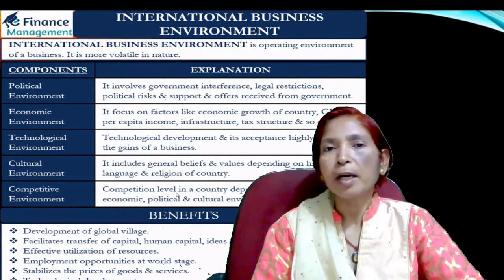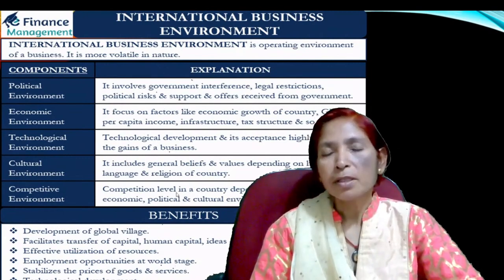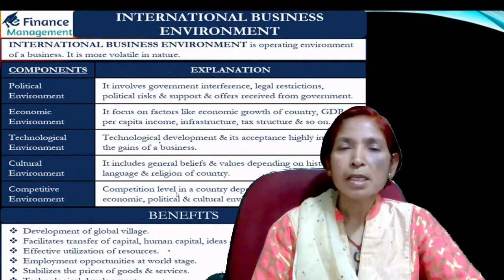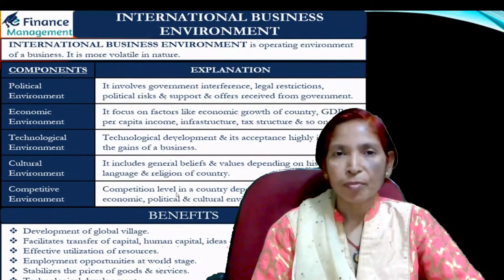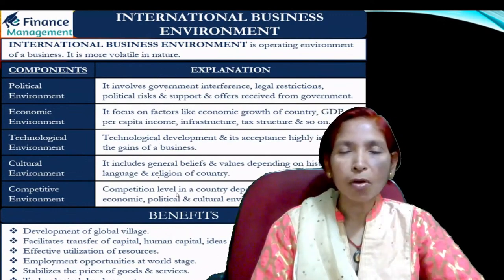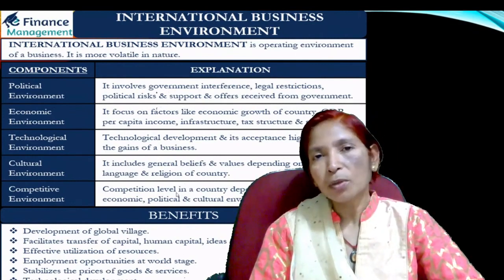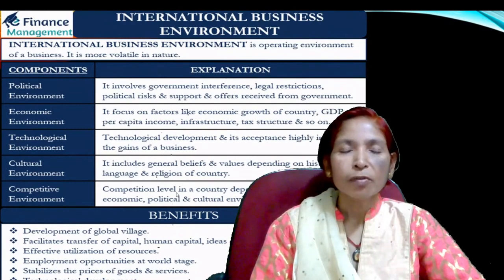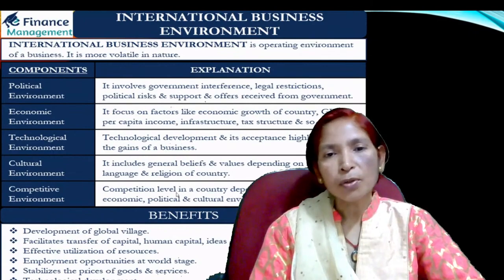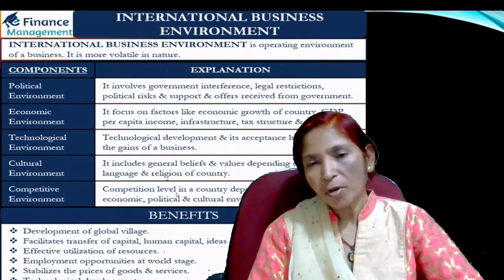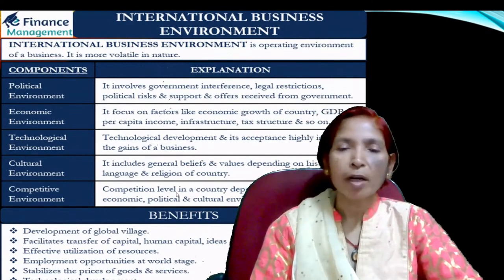The political environment involves government interference, legal restrictions, political risk, and support and offers received from government. So in the political environment, we include all the political issues, political policies, rules and regulations, and the restrictions imposed by government, and some political risk and support and offers received from government, and all those legal restrictions are included in the political environment.